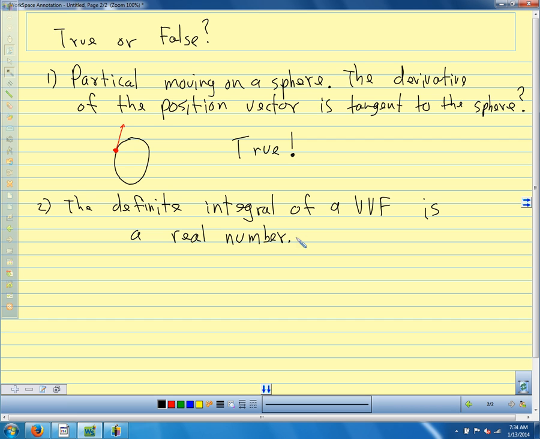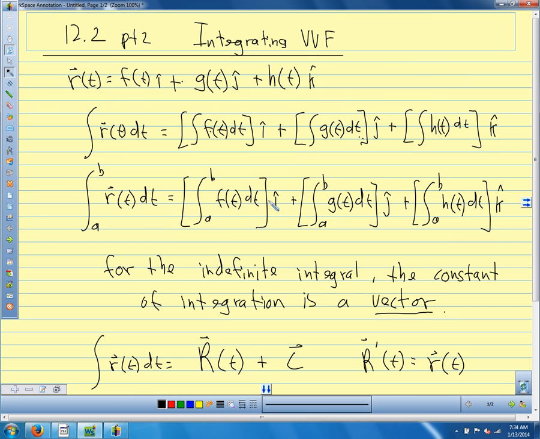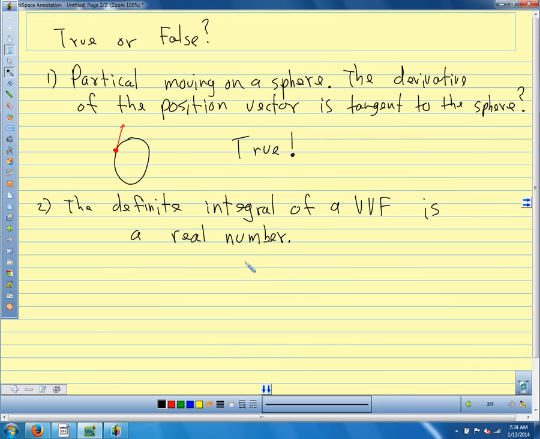What is it? It's a vector. The definite integral of a vector valued function is a vector. So when we take our definite integral, we have an i component, a j component, and a k component. So the definite integral is a vector.